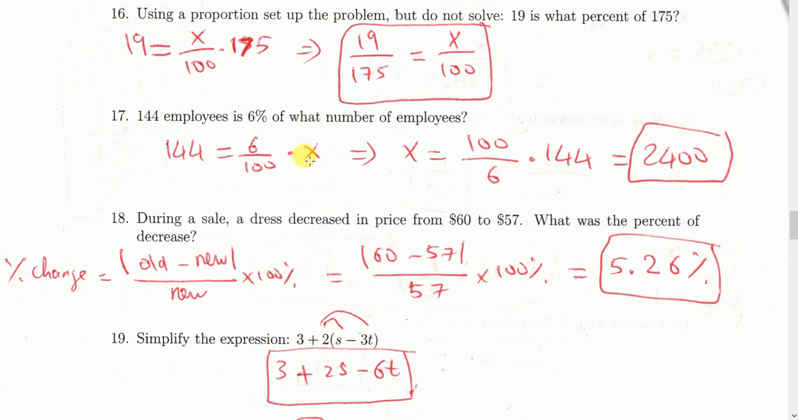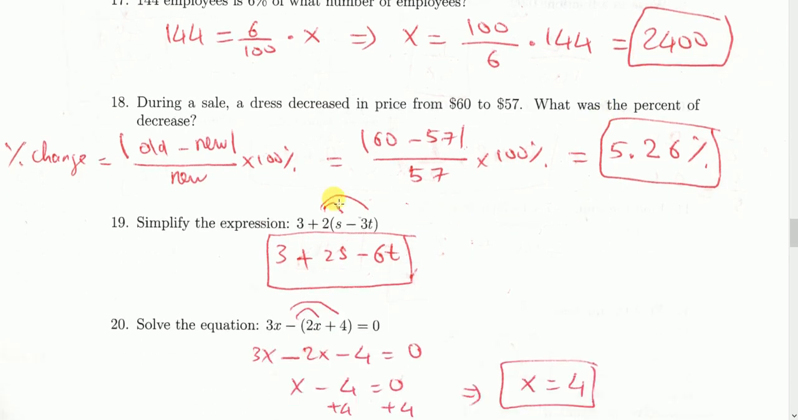In order to solve for x, we multiply by 100 over 6 to cancel that on the right side, and multiply the left side by it as well. 100 over 6 multiplied by 144 should give you 2400.